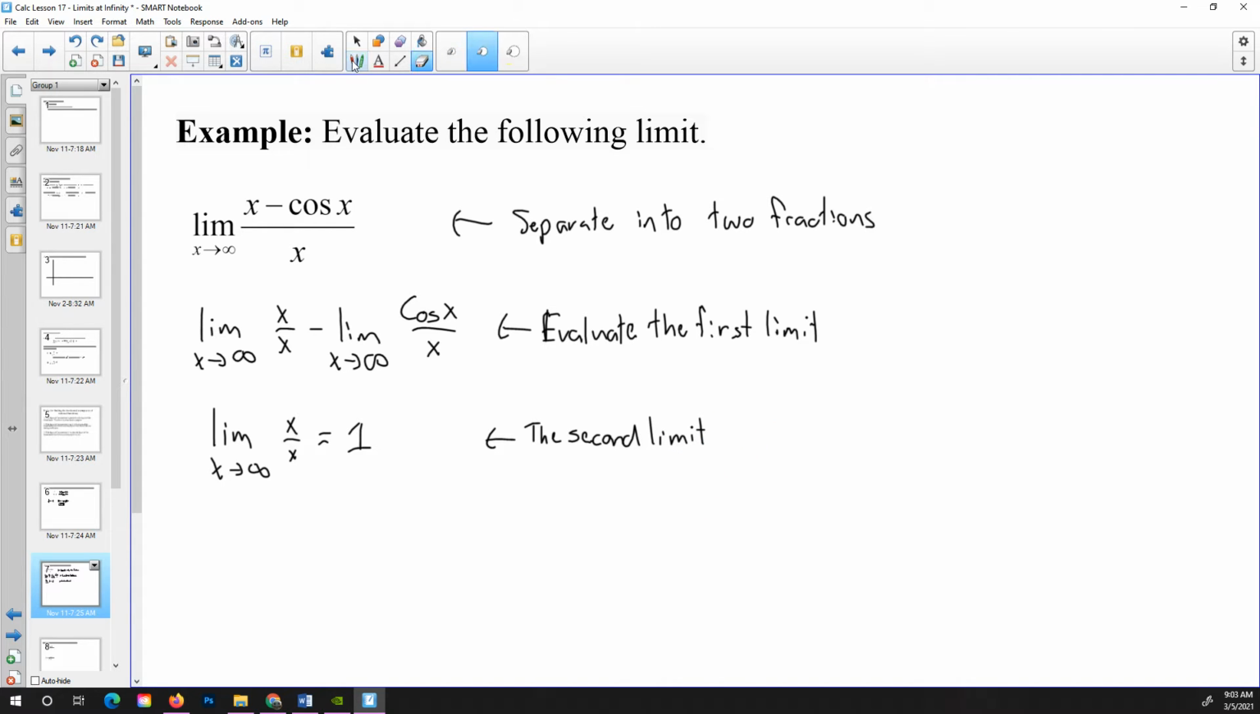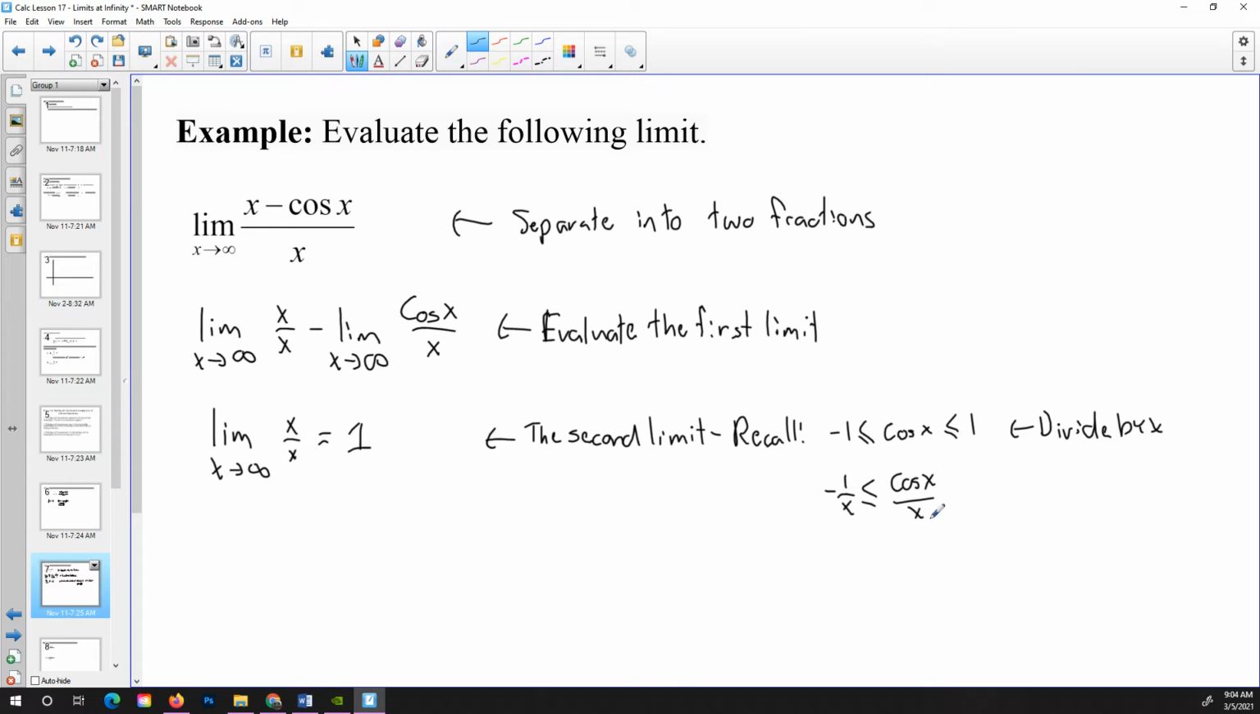Before I can do the second limit, I want to recall something about cosine x. And we want to recall that the values for cosine x go from -1 less than cosine x up to +1. And that's just the values that can come out from the unit circle. Again, let's go back. We're trying to find the limit as x goes to infinity of cosine x over x. All right, so here I'm going to divide by x. So if I go -1 over x is less than or equal to cosine x over x is less than or equal to 1 over x.